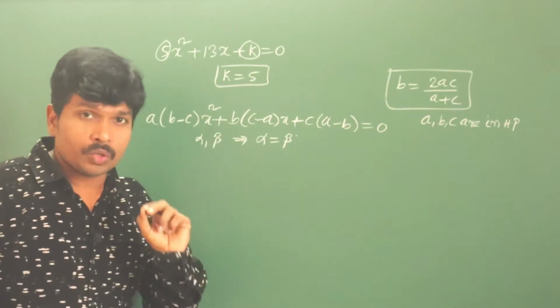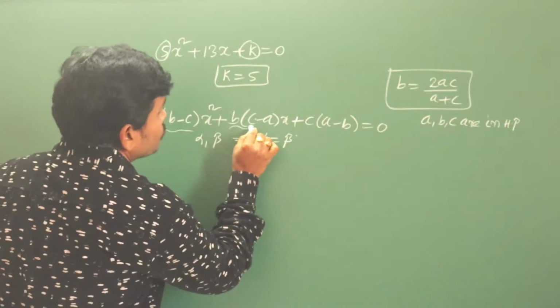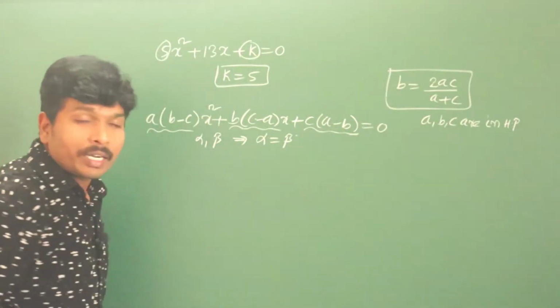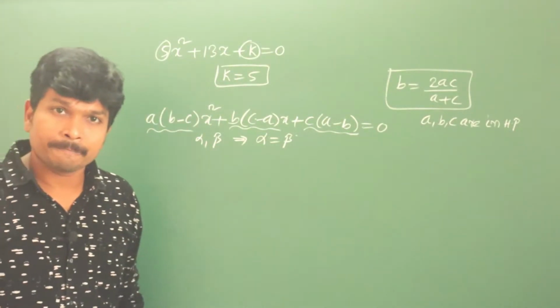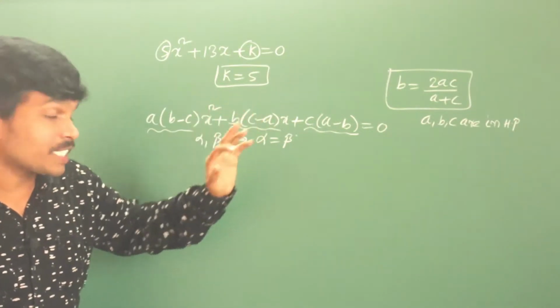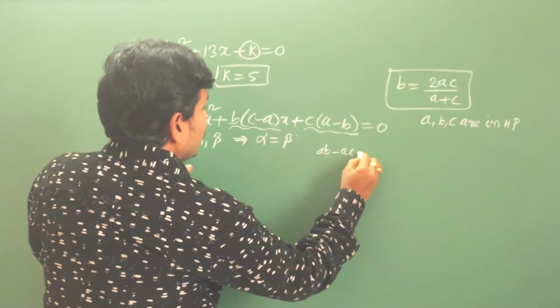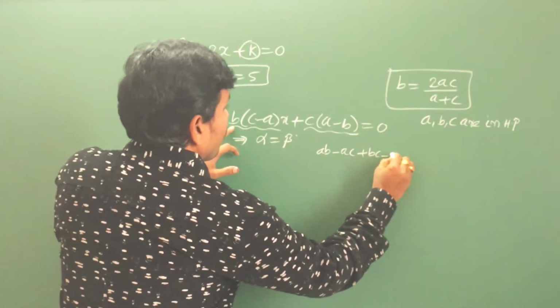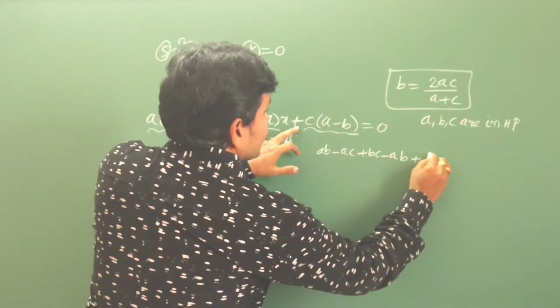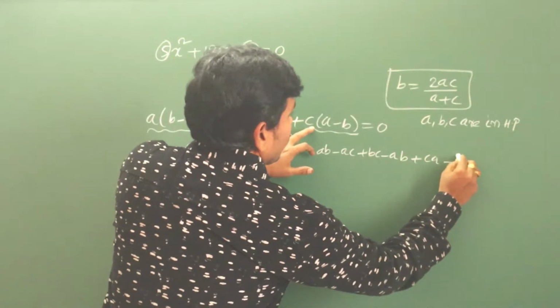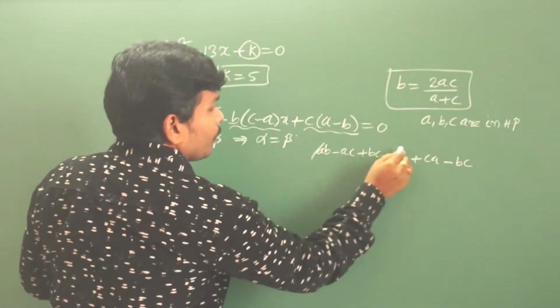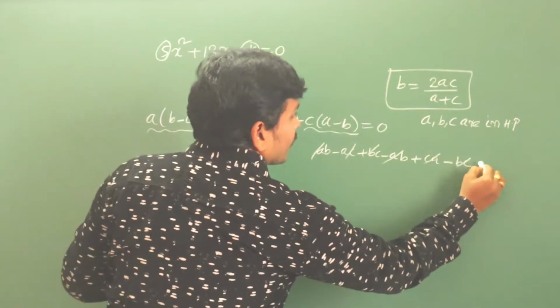I am asking you one question, tell me the answer. Observe here. What is the sum of the coefficients? The sum of the coefficients is 0, because AB minus AC plus BC minus AB plus CA minus BC. Observe here, AB, AB, AC, AC, BC, BC get cancelled.